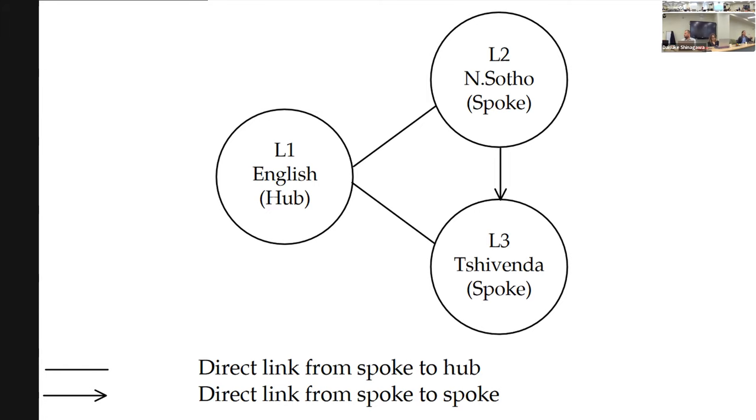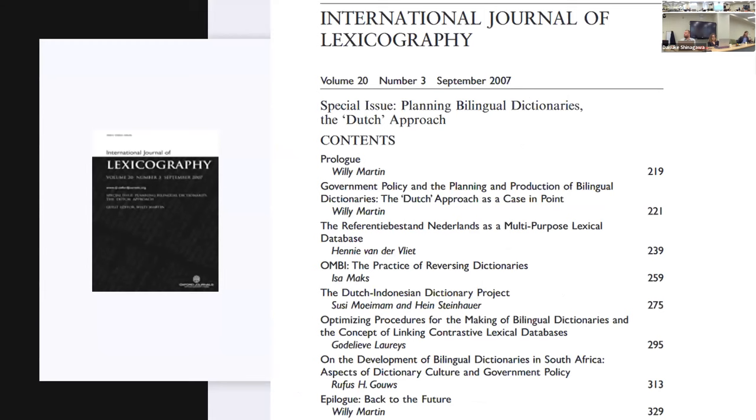Now you can expand this to 3, 5, 11, 100, any number of languages, as long as you have the data. And you just heard about a lot of data, yes. And as long as you put in the data, you can do that for any multilingual database. If you want to know more, there was a special issue of IJL in 2007 on this, OMBI and all that goes around. Okay, but it's actually a bit more complex.